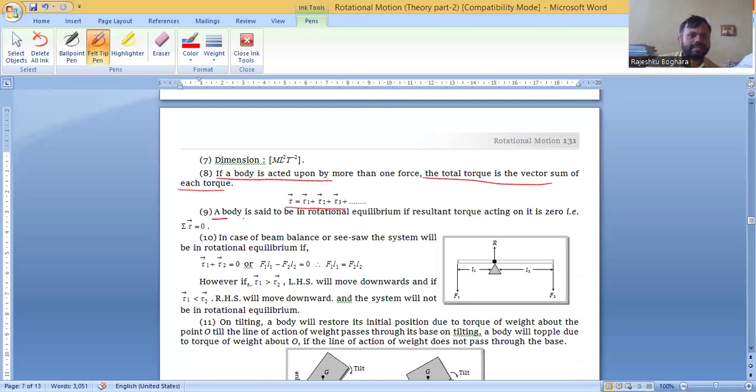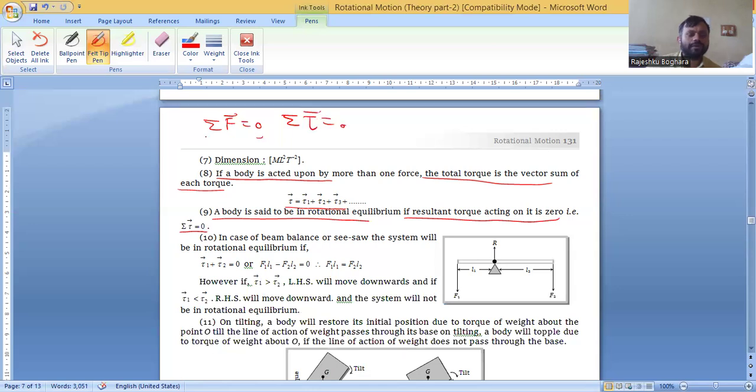Next, a body is said to be in rotational equilibrium if the resultant torque acting on it is 0. That is, summation tau equals 0. Translational equilibrium means summation F equals 0. And rotational equilibrium means summation tau is equal to 0.